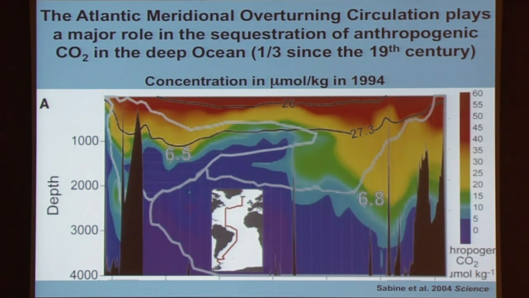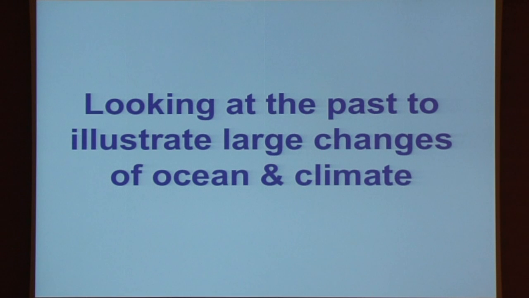But at the same time, one of the problems with the instrumental data is that the time scale is very short, and the recent changes are quite subtle. And it's always difficult to distinguish those small changes from natural variability and to really identify large changes of climate and oceanography. So this is the reason why it's also interesting to look at the past, in fact, to illustrate large changes of the ocean. And this is what I will try to do during the remaining part of the talk.